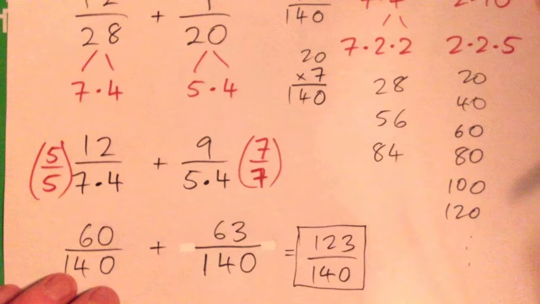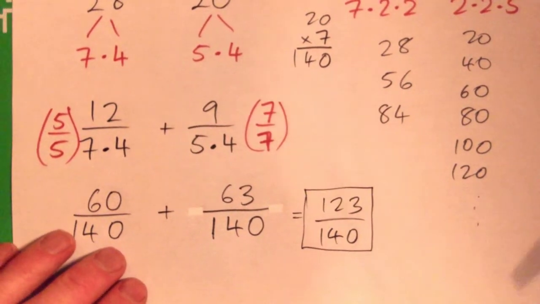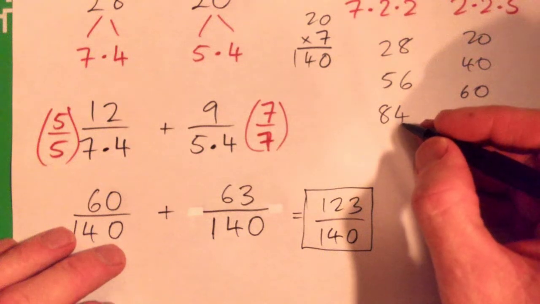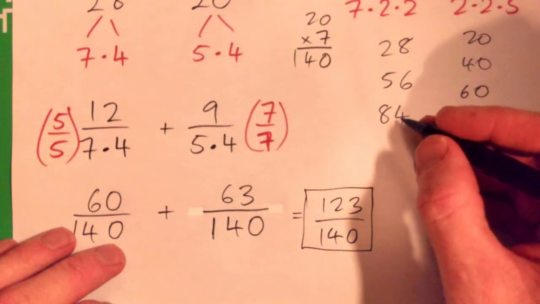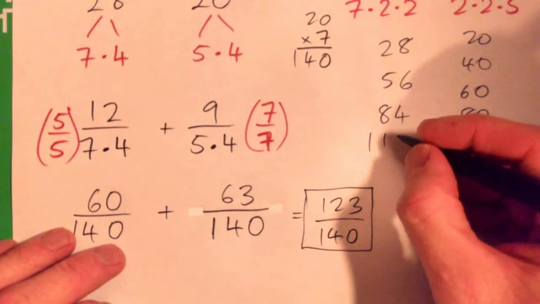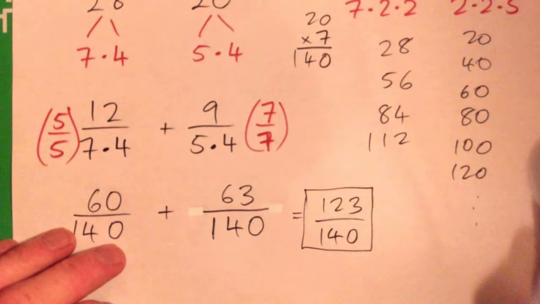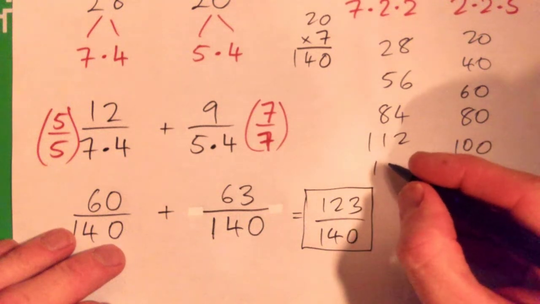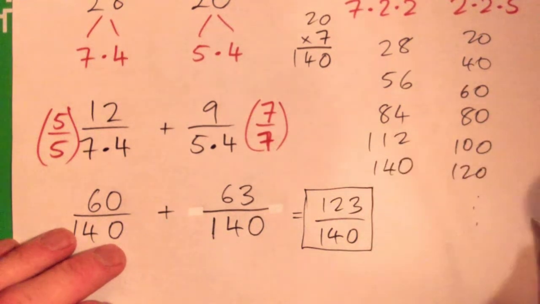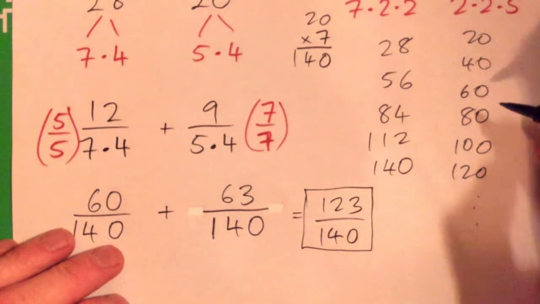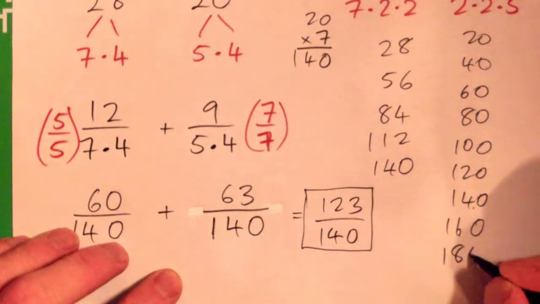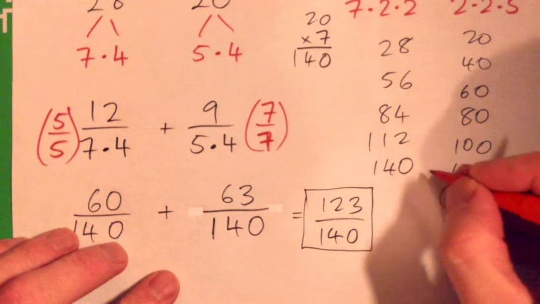Now we could have done multiples. In this case it was for sure. We could have gone 28, 56, 84, 112, 140. And the 20s went 20, 40, 60, 80, 100, 120, 140, 160, 180. Whoa, hold on a second. 140. See, we could have got it that way.